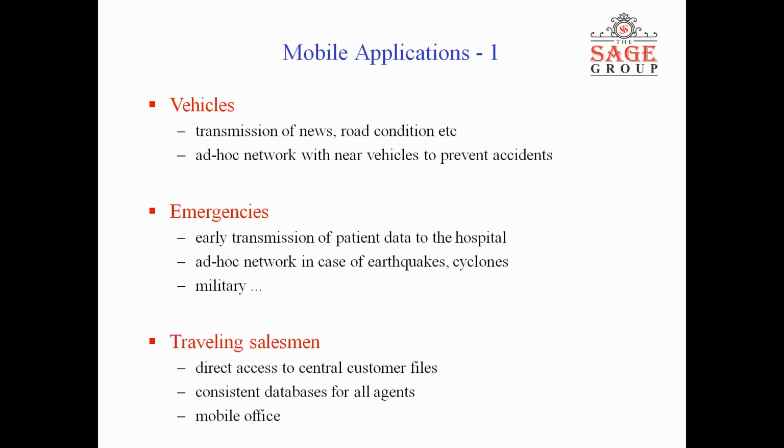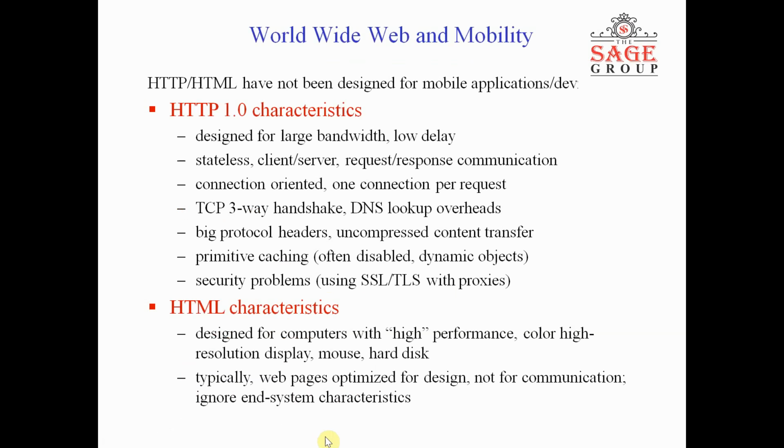Firstly, we talk about mobile application, where it is used. It is used in vehicles for transmission of news and road conditions, etc. Another is ad hoc network with nearby vehicles to prevent accidents. Second, applications used in emergencies: early transmission of patients' data to the hospitals, militaries, earthquakes, cyclones, with the help of ad hoc networks. And third one is traveling salesman, which is direct access to the central customer files, consistent database for all agents and mobile offices.